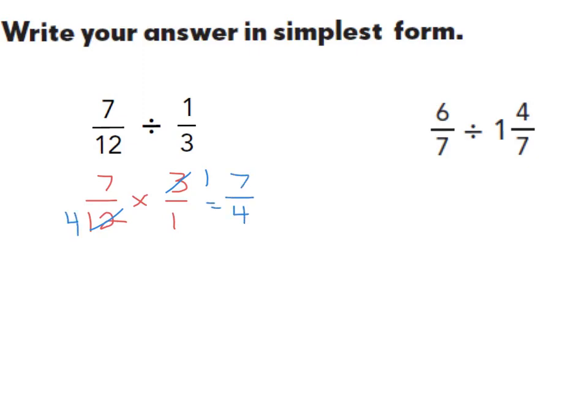But I really can't leave it that way. That's not wrong, but it's not the best answer. I'd probably turn that back into a mixed number. 7 over 4 is the same as 1 and 3/4.